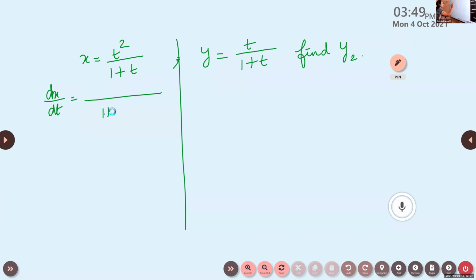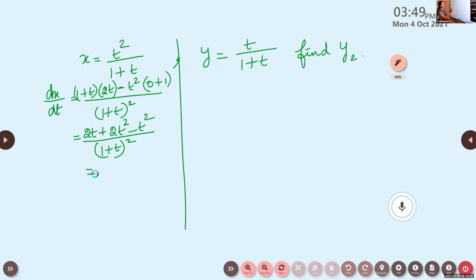So it is 1 plus t the whole square, into 1 plus t into derivative of t square, which is 2t, minus t square into derivative of 1 plus t, which is 0 plus 1, isn't it? So we'll get 2t plus 2t square minus t square by 1 plus t the whole square. So it is the same as 2t plus t square by 1 plus t the whole square. Is it correct, Karthik? Are you getting like this?